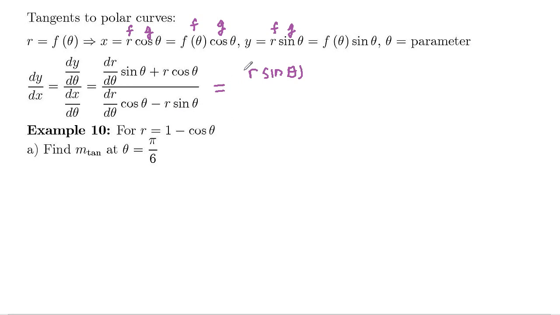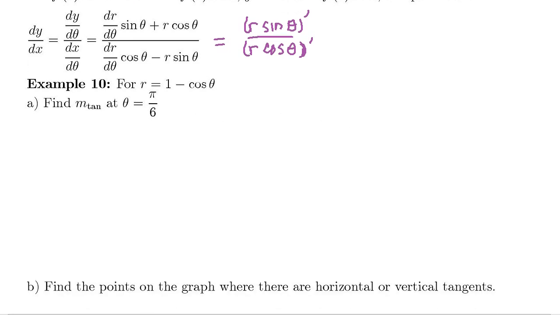So really what this is, is r sine theta, and you take the prime of that, over r cosine theta, and take the derivative of that, again with product rule. So that might make it a little bit easier to remember. So let's put this to work here.